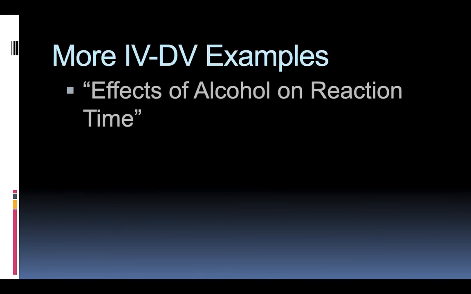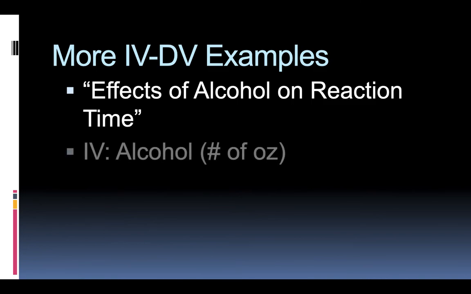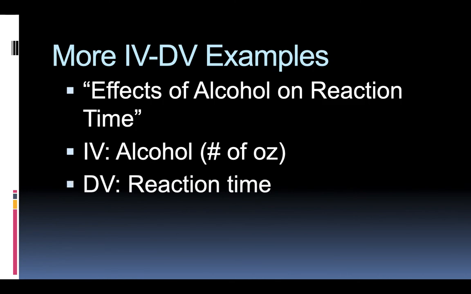Another one here, the effects of alcohol on reaction time. What's being manipulated, and then what's being measured? The manipulation would be the amount of alcohol, which should be measured in number of ounces that the person has had. So 0 ounces, 3 ounces versus 6 ounces. And then we're measuring the subjects' or participants' reaction times, probably getting slower as they're drinking more.